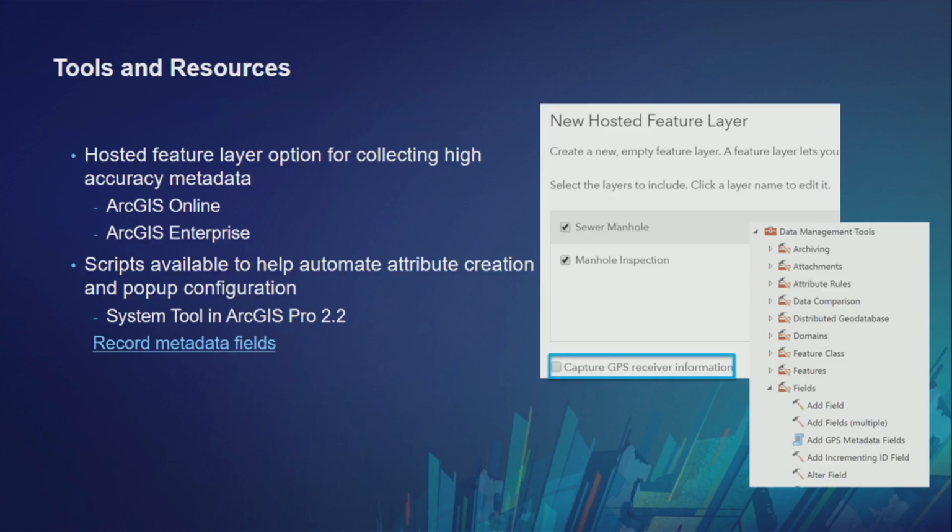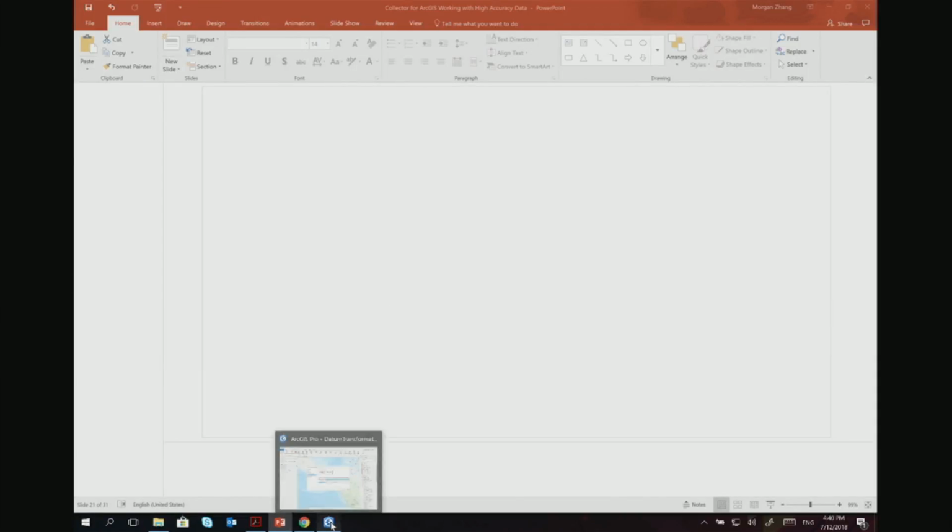When you turn this on, the checkbox captures GPS receiver information. When you publish these feature services, it will automatically add those fields and configure the pop-up for you. And also in ArcGIS Pro 2.2, actually I have Pro 2.2 here.